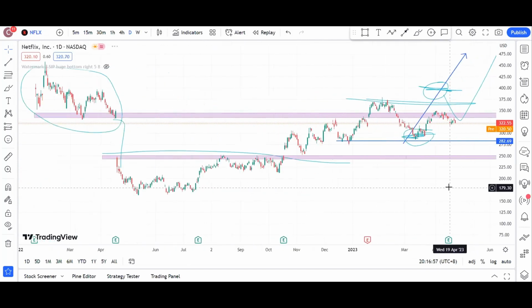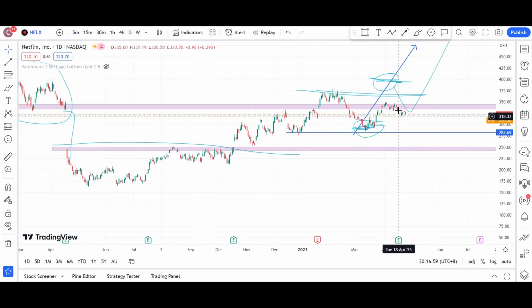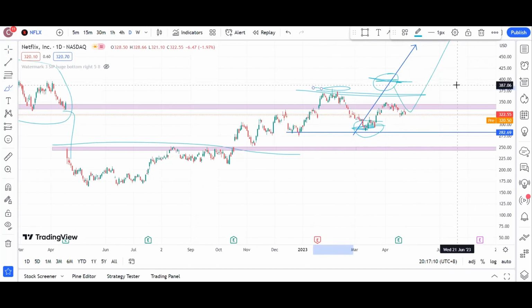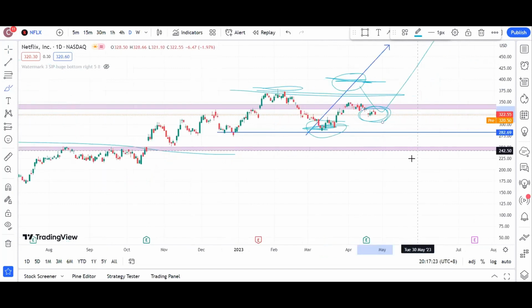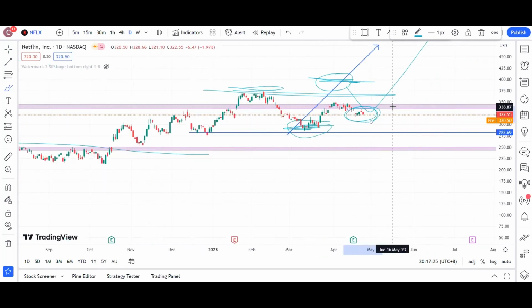I mean, Netflix is still holding price. They are still getting rejected from the 340 area. We don't see a new higher high being formed from 380, 370. So it will be quite tricky to really play Netflix from now on. You see, earnings just came out on 18 April, which is last week. Last week, earnings came out, technically no movements. They are still stuck in this area of 320, 330, 340.